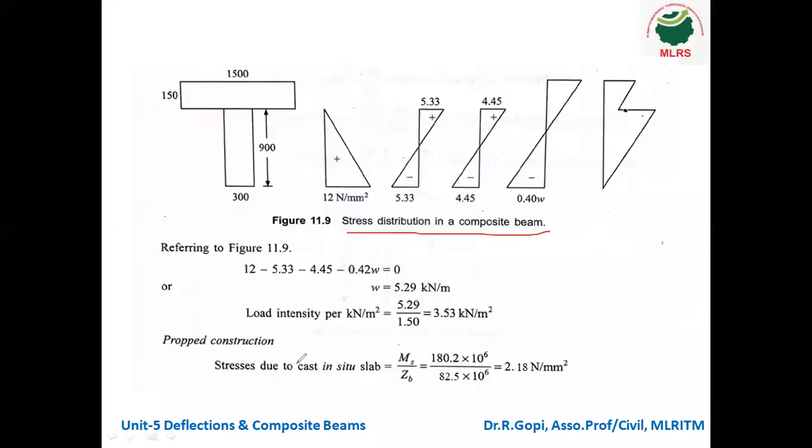So coming to the second part, it is propped construction. In case of propped construction, only one thing is different. That means the stress due to this portion is the only difference, because the self weight of the slab is taken by the whole section. So here you can see what the bending moment is.